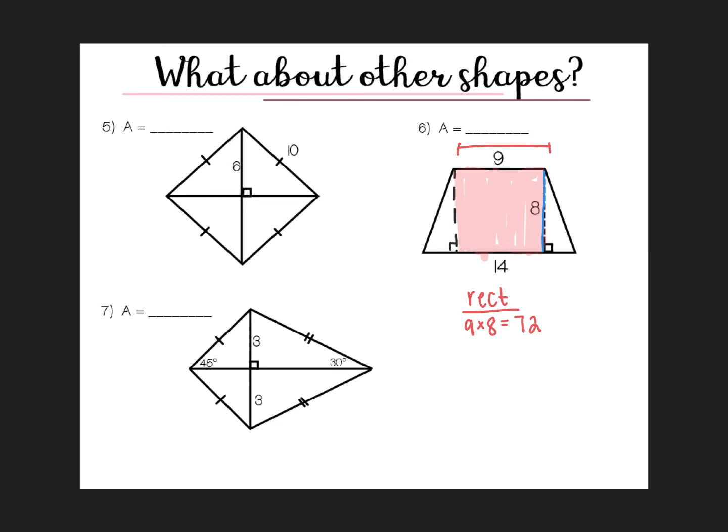In order to find the area of the triangles, I need to figure out the base of the triangle. So this entire base of the trapezoid is 14. The top base is 9. If I subtract those 2, I get 5. So these sections here and here all together are 5. If I split that in half, each section is 2.5.